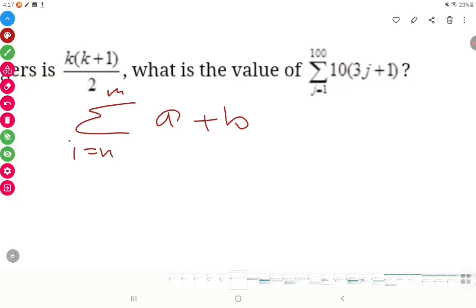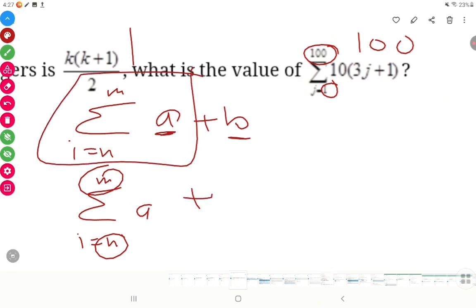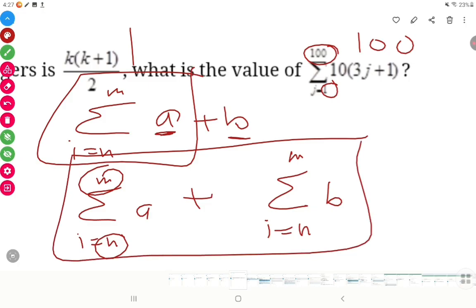You can't solve it like this, because you have two variables, and to solve it, you need to do sigma of a separately. When I say n and m, I just mean these numbers over here, the range, the beginning number and the last number. I'm just putting them as symbols for the range. You need to do sigma of a plus the sigma of b, separately. You have to separate it into each term on its own.